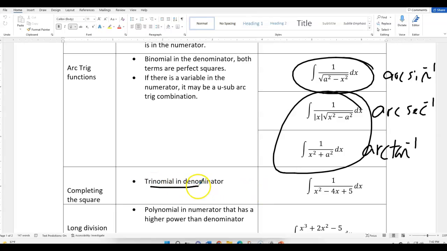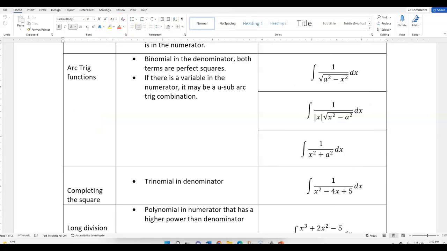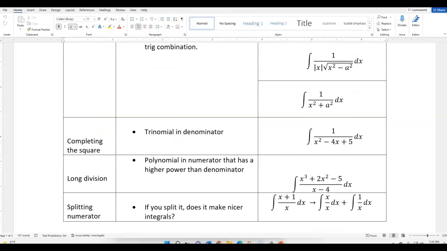If you have a trinomial in the denominator, it's probably a completing the square type of problem. Or if you have a situation where you have two polynomials that are being divided, and the polynomial in the top has a power greater than the power in the bottom, you're going to do that long division thing that we talked about.